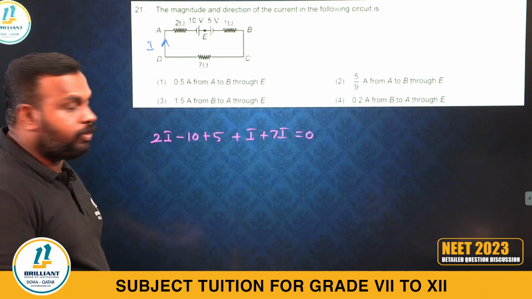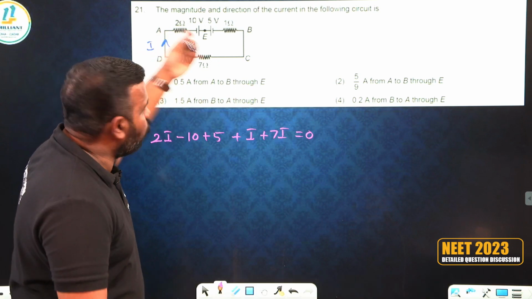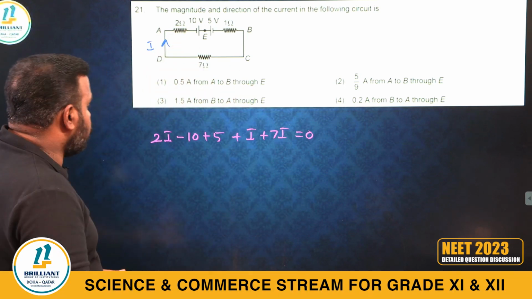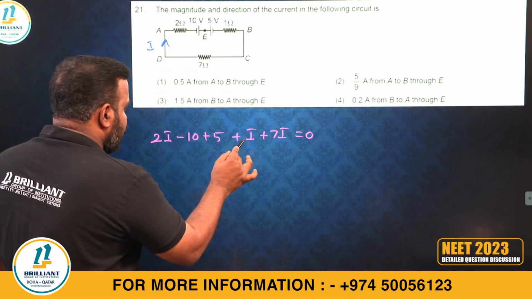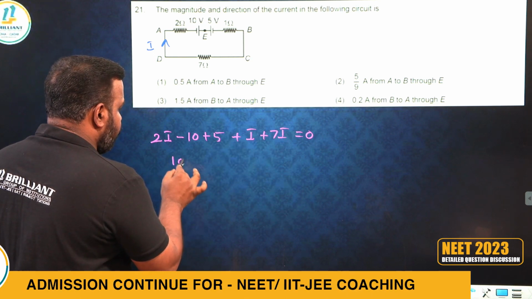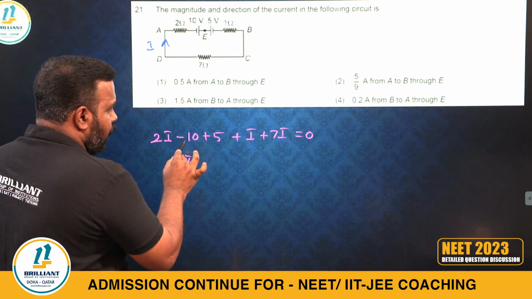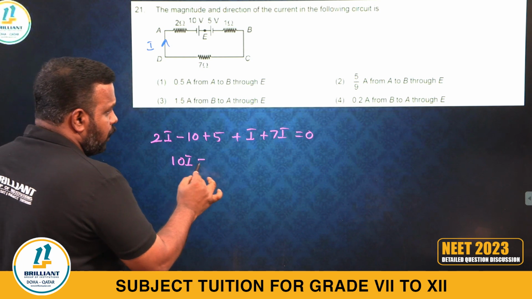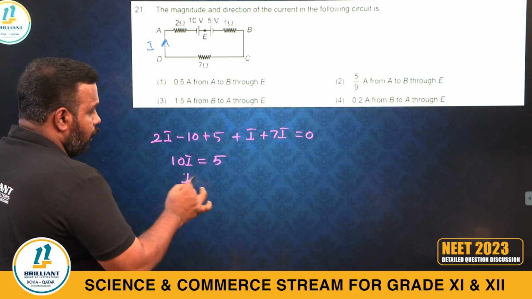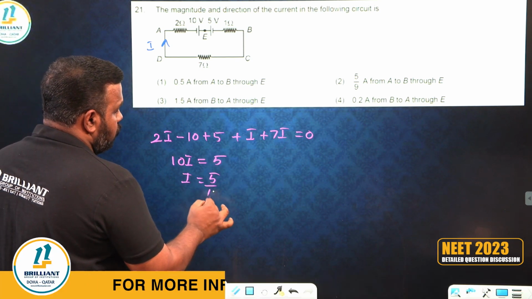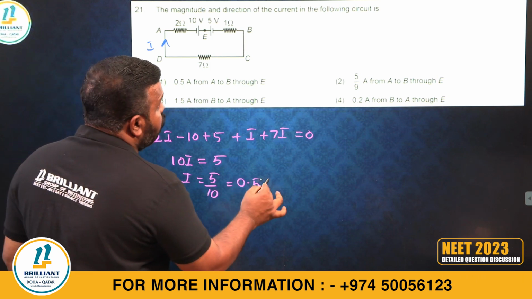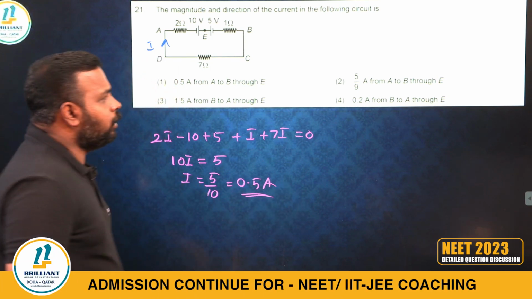So you can see I have taken the direction of current like this, in a clockwise way. So 2I plus I, 3I, plus 7I is 10I. 10I minus 10 plus 5 is minus 5. It will go to the other side and become plus. So 5 equals 10I, I equals 5 by 10, which is equal to 0.5. Remember, 0.5 ampere is the current.